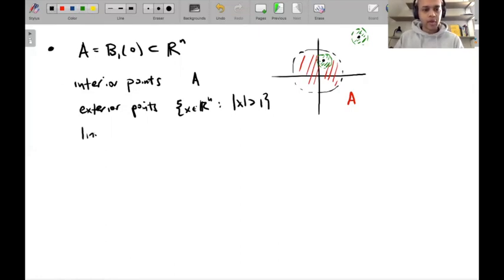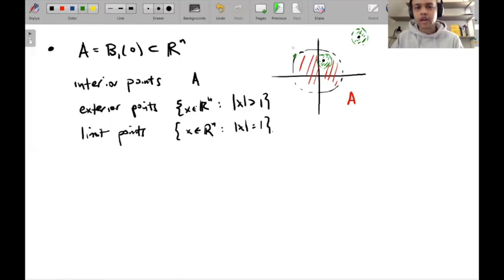And the rest of the points are limit points. And those are the points at distance 1 from the origin. And again, it's not hard to see that for such a point, any ball around that point or open set intersects both A and A complement. Okay, so in this example, there's no isolated points.